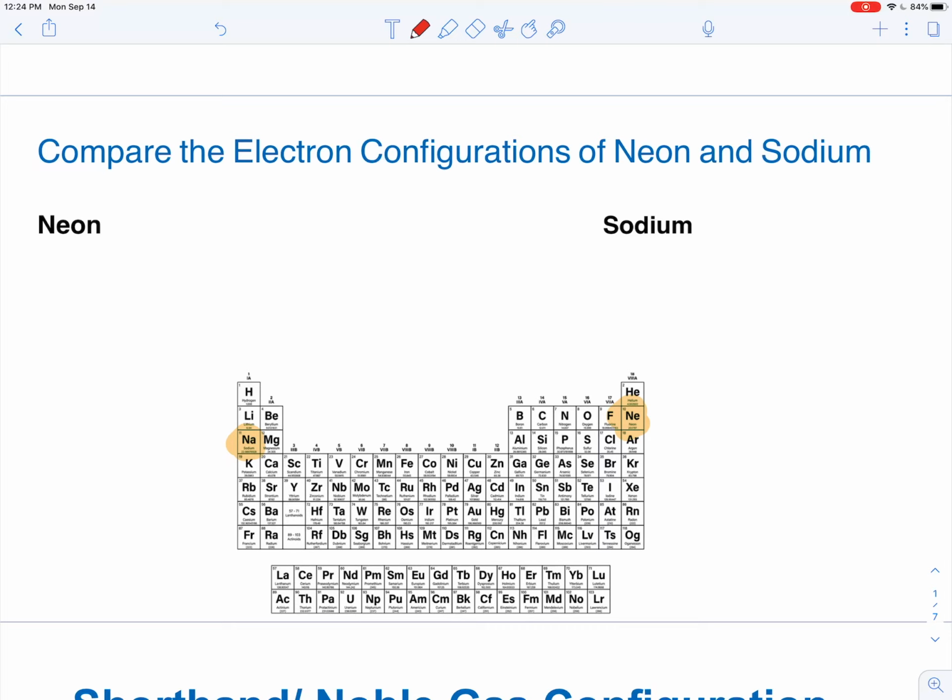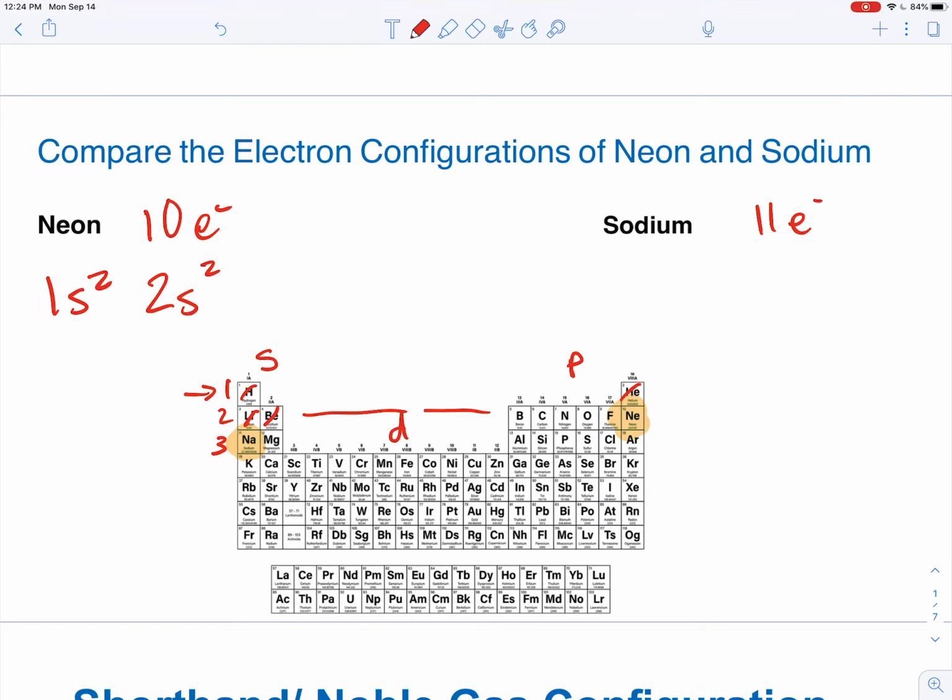Okay, so I see that neon has 10 electrons while sodium has 11, and you can remember the different orbitals. So we have s, p, and d orbitals here. So I'll start with right here, 1s2. That takes me to helium. After that is 2s2. That gets me through here, and then after that, I'm going to go all the way to 2p, right, second energy level, p orbital, and I can put the last 6 electrons there.